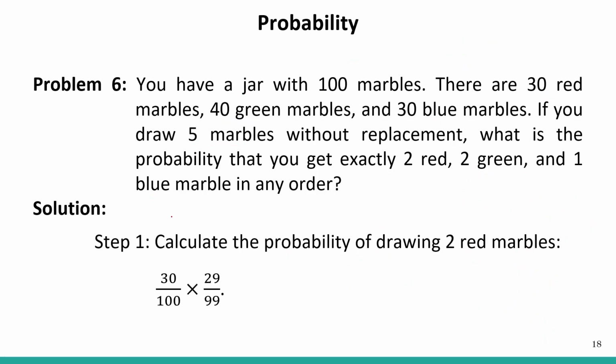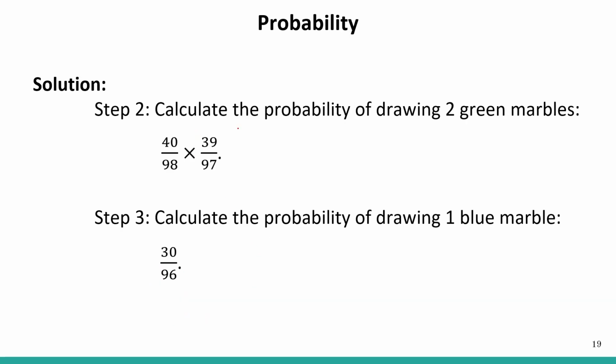So calculating the probability for drawing 2 red marbles: it will be 30 by 100 and 29 by 99, because after drawing 1 red marble, the number of red marbles left is 29 and the number of total marbles left is 99. Next, calculate the probability of drawing 2 green marbles. It will be 40 by 98 into 39 by 97. Then calculate the probability of drawing 1 blue marble.